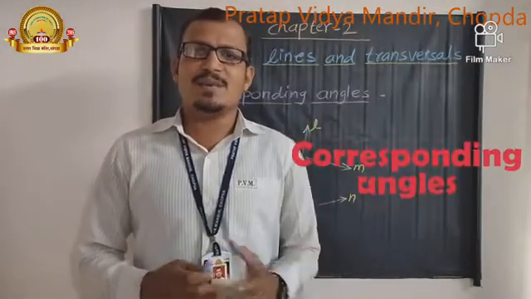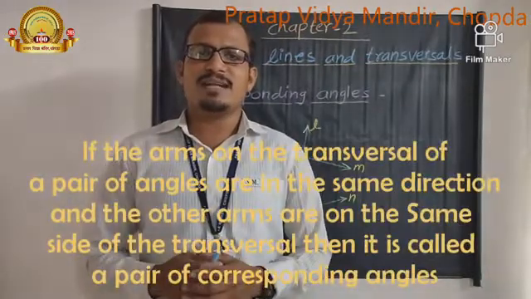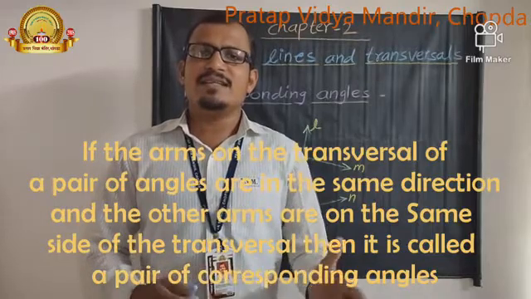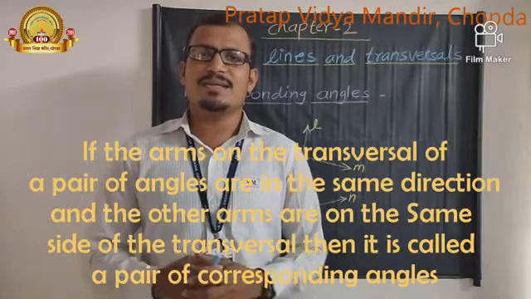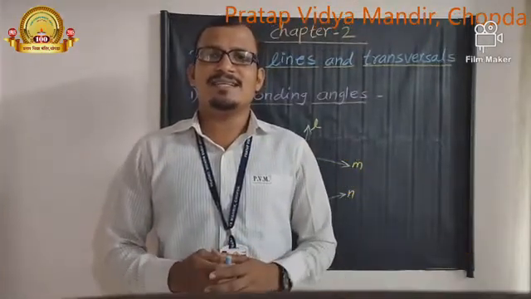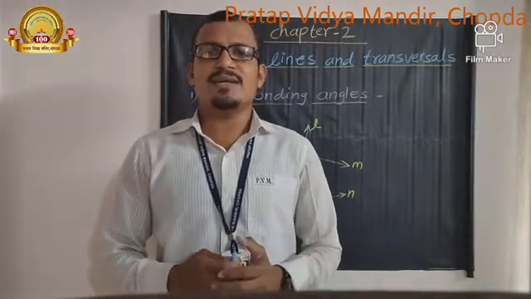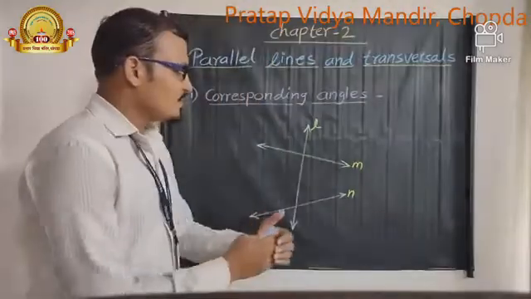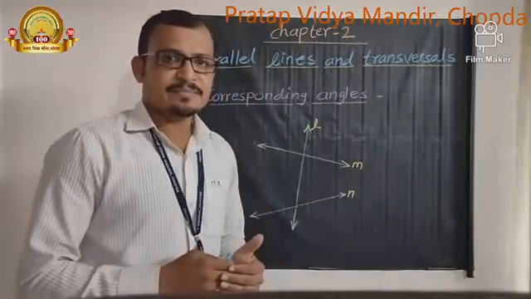First one is corresponding angles. What is a corresponding angle? Friends, if the arms on the transversal of a pair of angles are in the same direction and the other arms are on the same side of the transversal, then it is called a corresponding angle. Simply we can say, when two lines are intersected by a transversal, then the angles in the matching corners are called corresponding angles.